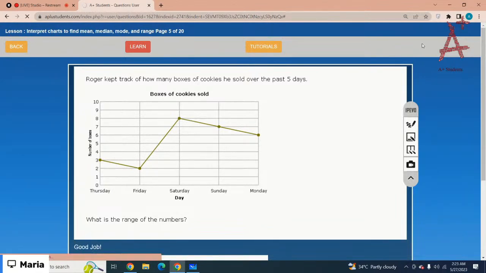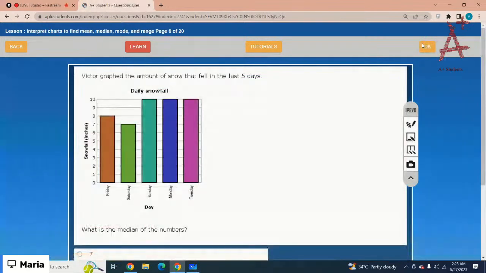Okay, the next one. Victor graphed the amount of snow that fell in the last 5 days. So what is the median of the numbers? You have to calculate the median of the data.